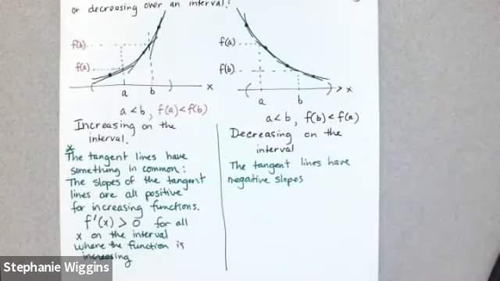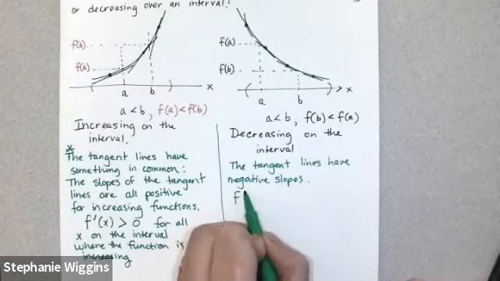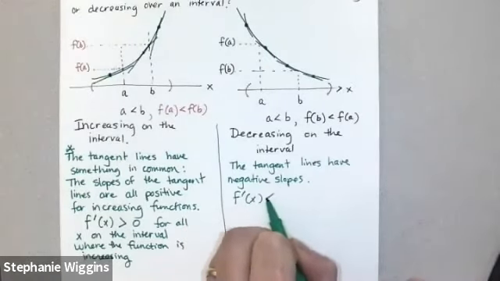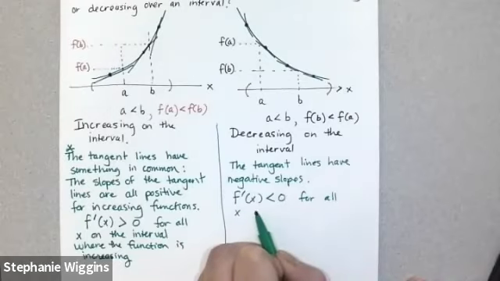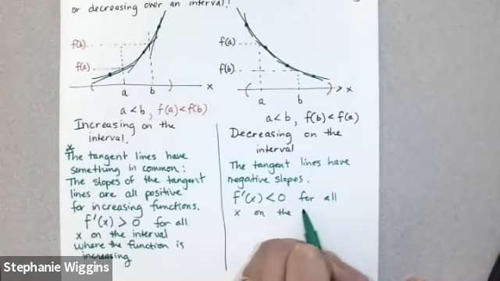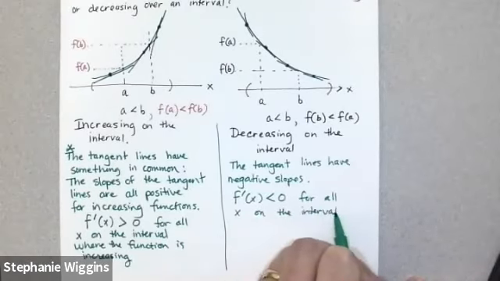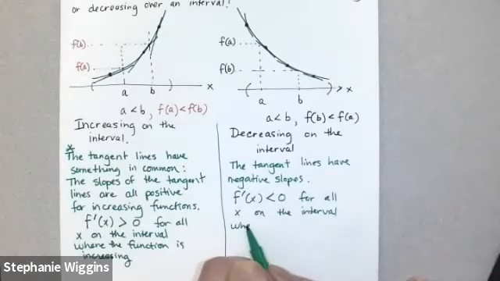Okay? So that means then that f prime of x is going to be less than 0 for all x on the interval where the function is decreasing.